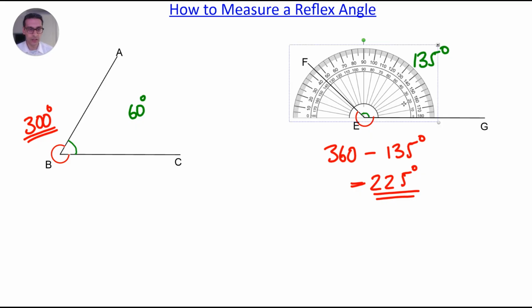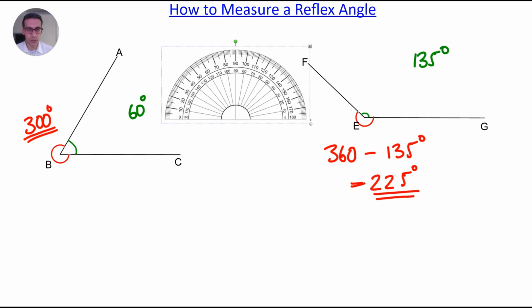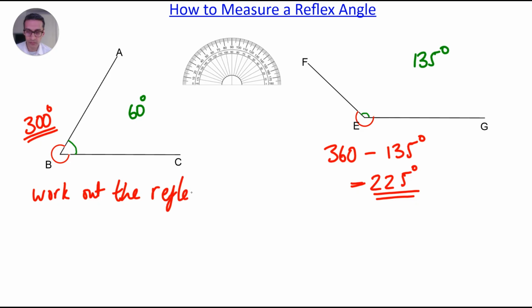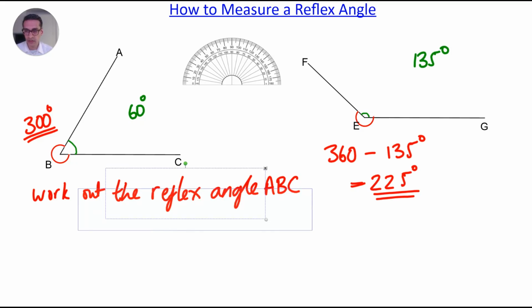So we've now worked out these angles, and now how we state the angles, you're not usually going to be given colors, instead you're going to be told to work these out. So you might be asked, work out the reflex angle ABC. Now, in this case, it would mean that we want the red angle.